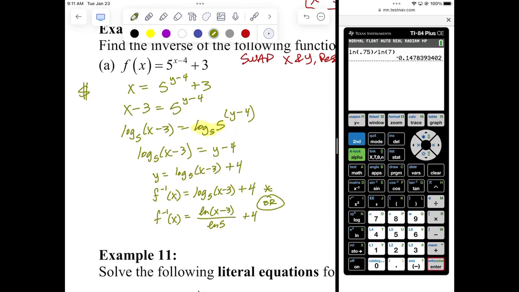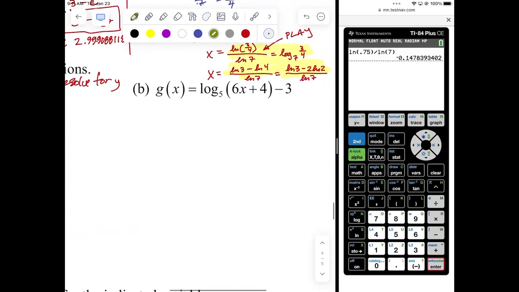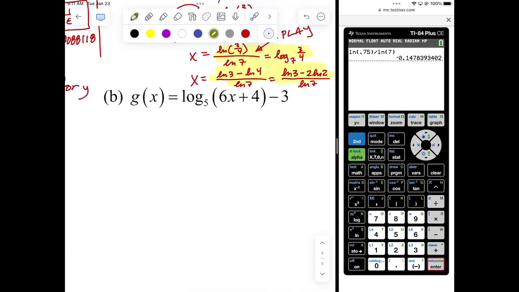Same skill set, right? We're just solving using logs or solving using exponential. All right, let's do this one. We're starting with a log base 5, so our inverse now should end up being what? No, it starts as a log, so it should end up as a what? Exponential. Yeah, logs and exponentials are inverses.